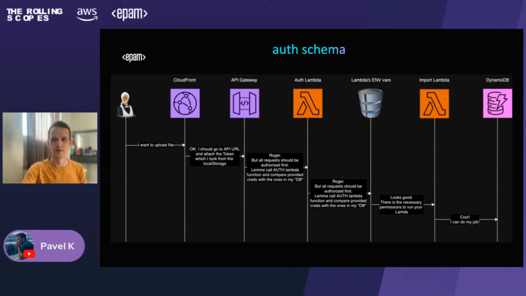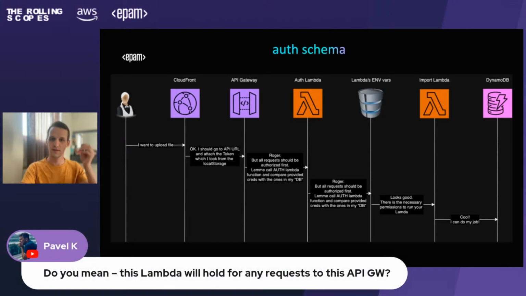Okay, there's already a question. This Lambda will hold for any requests for this API gateway. Yeah, actually, it's exactly what would happen. And we will take a look at this in the code. I will try to show you on which step we implemented such an authentication in our processes.